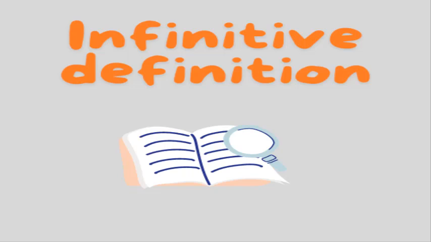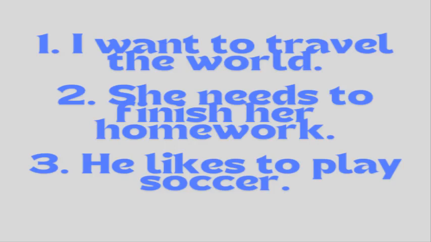Infinitives. An infinitive is the base form of a verb preceded by the word "to," for example, to eat, to sleep. Infinitives can function as nouns, adjectives, or adverbs in a sentence. Examples of infinitives. 1. I want to travel the world. 2. She needs to finish her homework. 3. He likes to play soccer.